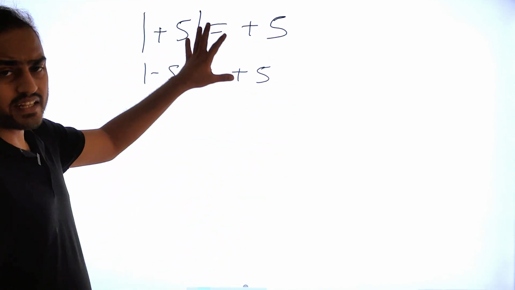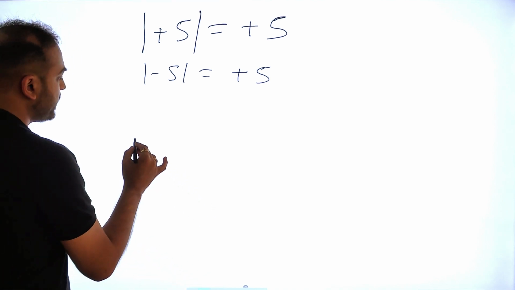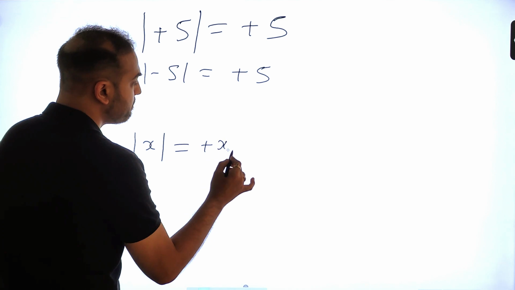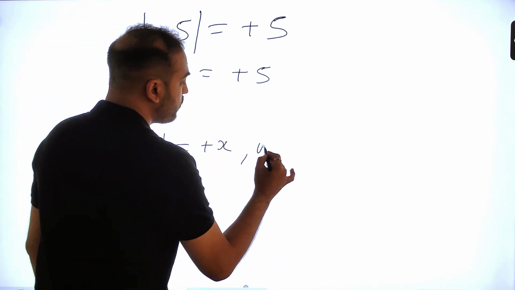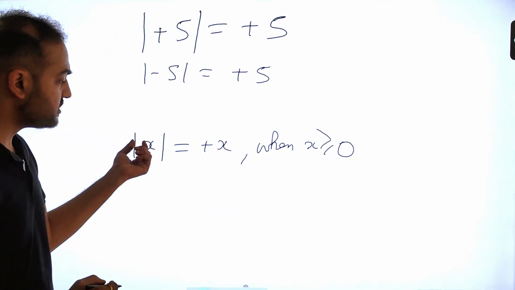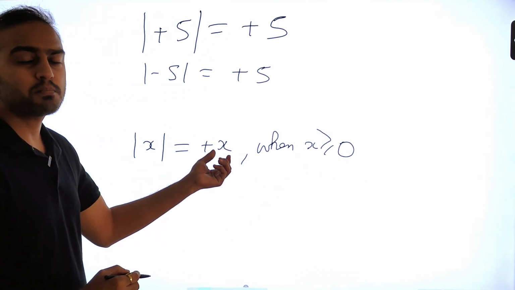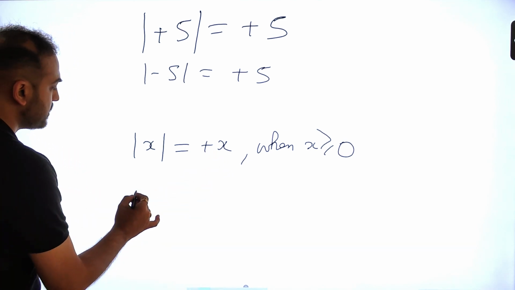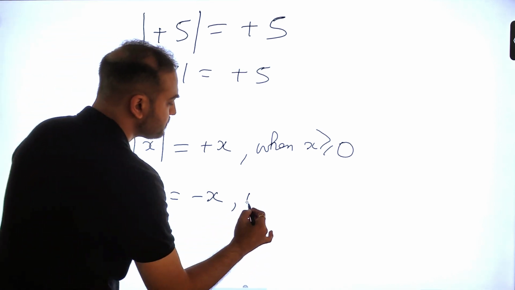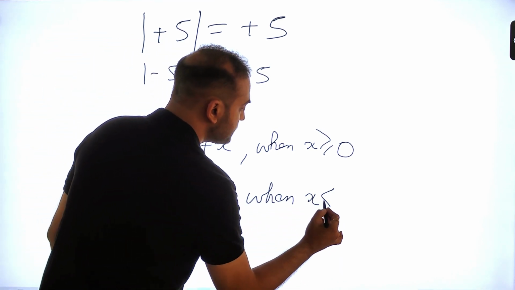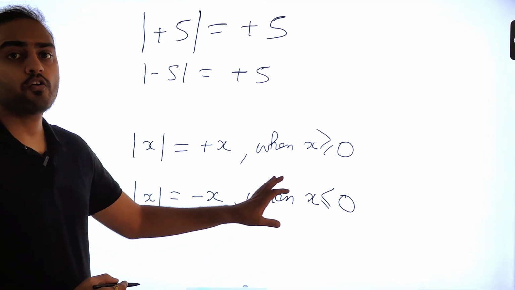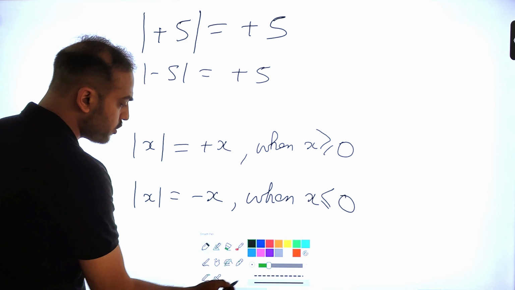If I write this down in a theoretical way, what does that tell you? Modulus of x is equal to plus x when x is greater than or equal to 0. So if x is positive, the answer is plus x. Similarly, modulus of x is minus of x when x is negative. What do I mean by this?